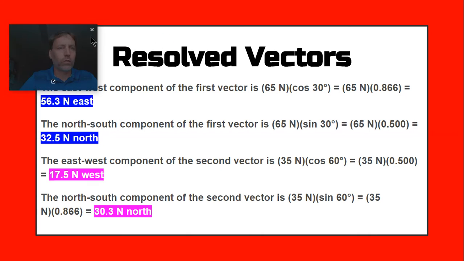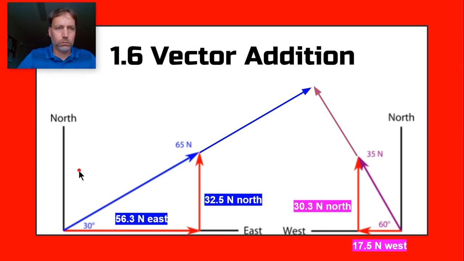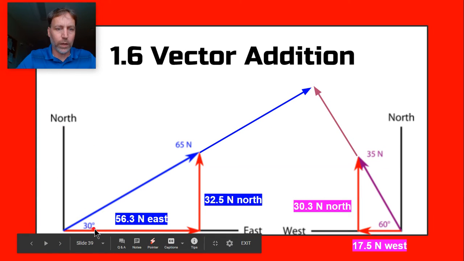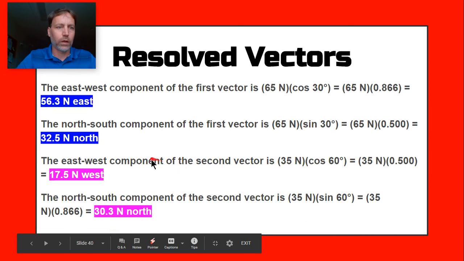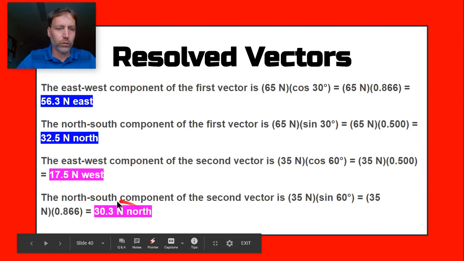So we've resolved those two vectors, and I'll be flipping back and forth between screens. So we've resolved our first vector, the blue one, which was going to the east and to the north, and then our pink one here to the north and to the west. Okay, so here we have our east vector and our west vector. Then we have our north vector, and this was also our north vector.